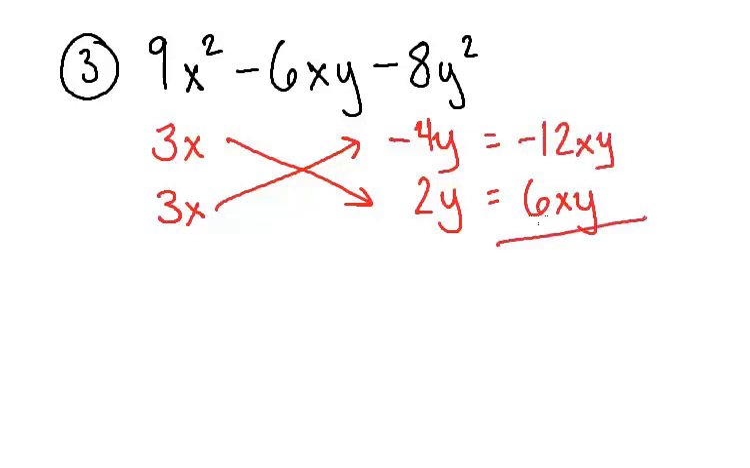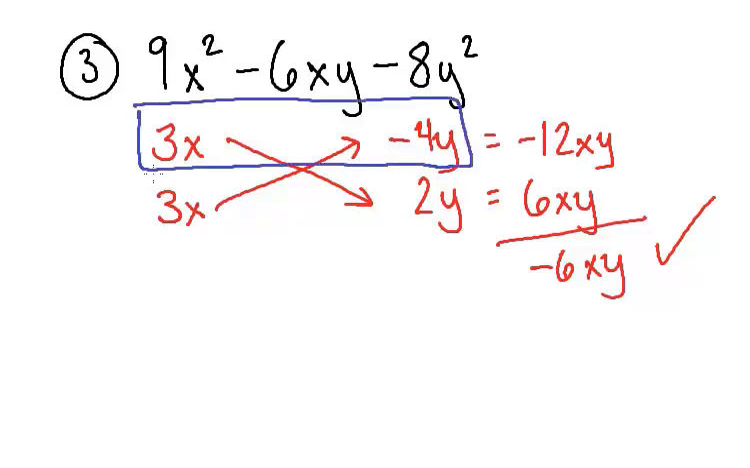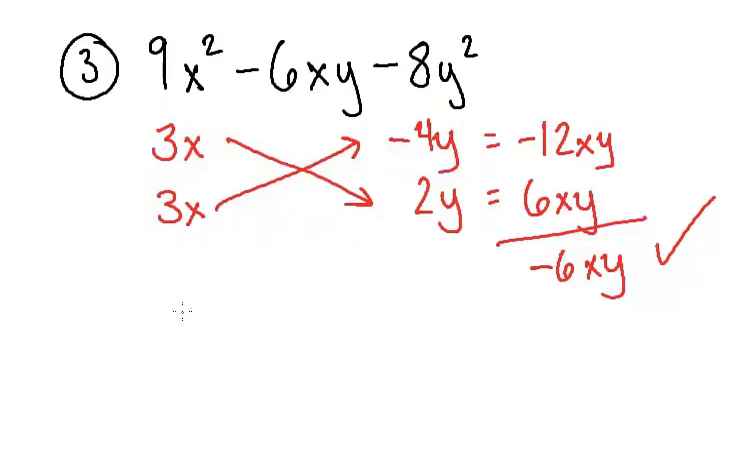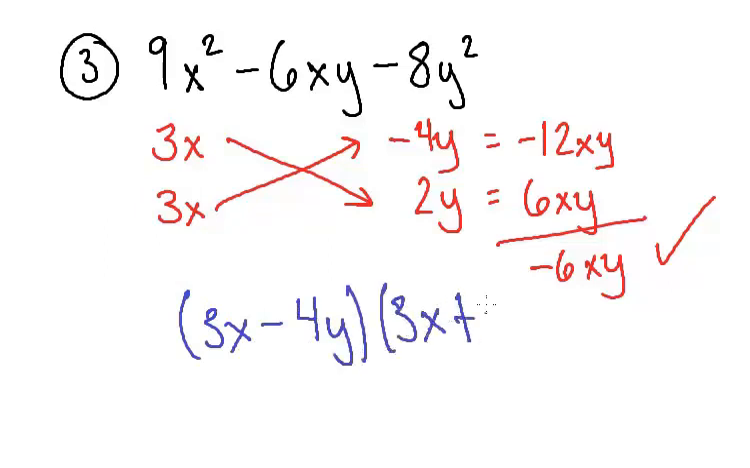Minus 12xy plus 6xy gives me negative 6xy, which is the middle term that I'm looking for. So yeah, we have the correct numbers in the correct positions. So the answer will be this one's in the same line, 3x minus 4y and 3x plus 2y. So 3x minus 4y times 3x plus 2y. That will be the answer of the factorization.